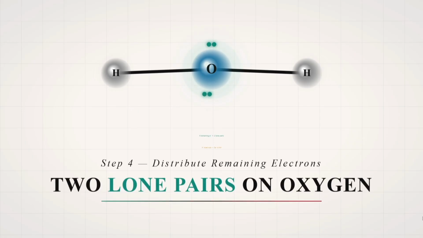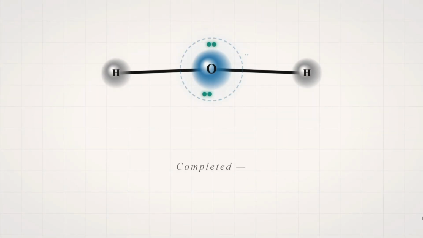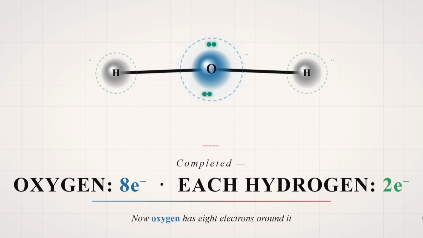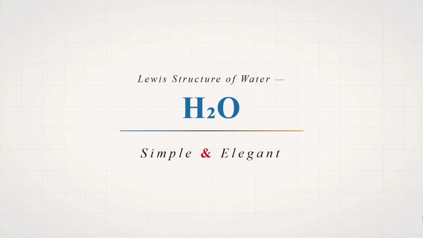Why oxygen and not hydrogen? Because hydrogen only needs 2 electrons to be satisfied. It's the only element with a duet rule instead of an octet rule. Its shell is full with just 2 electrons. Now oxygen has 8 electrons around it. Each hydrogen has 2 electrons. Everyone is stable. This is the Lewis structure of water. Simple and elegant. Let's try a slightly bigger molecule.